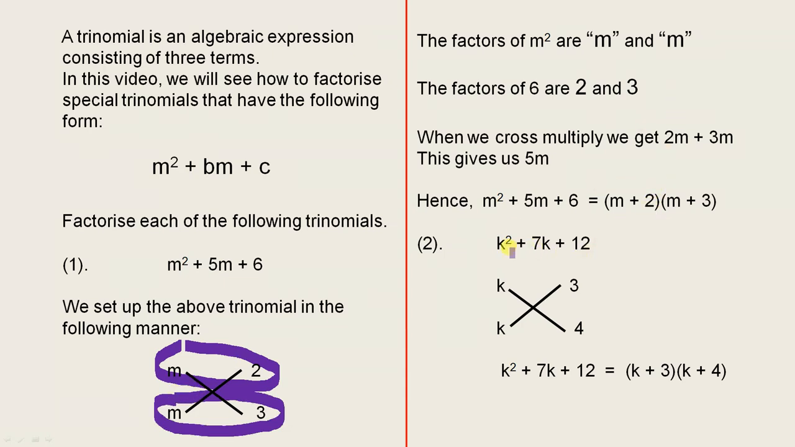In a similar manner, we're factorising that expression. The factors of k squared are k and k. The factors of 12 are 3 and 4. Let's check if those numbers are correct. 3k plus 4k is 7k, so those numbers are correct. The factorisation goes this way: k plus 3 times k plus 4. So k squared plus 7k plus 12 is k plus 3 times k plus 4.